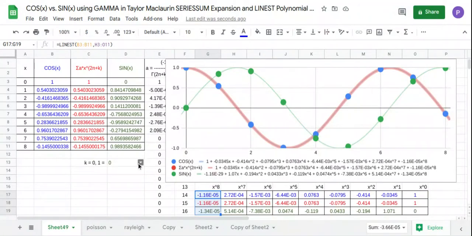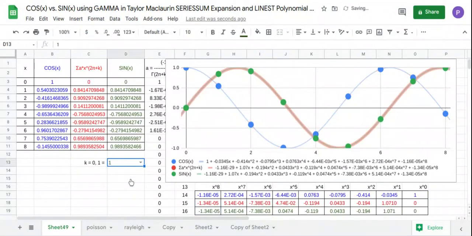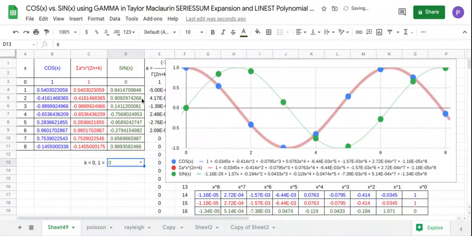And we can toggle this. So at k equals 1, our expansion approximates the sine function. Likewise, these values approximate the sine function polynomials. At k equals 0, it's cosine. So this approximates cosine. Likewise, this expansion's coefficients also approximate cosine. This completes the use of gamma function in the Taylor-Maclaurin series sum expansion comparing cosine and sine.